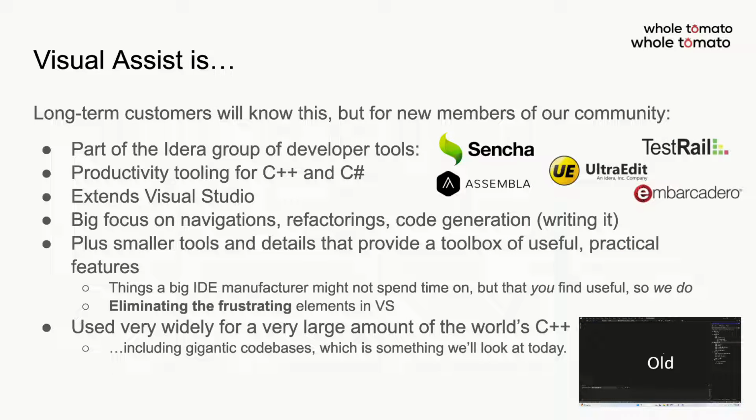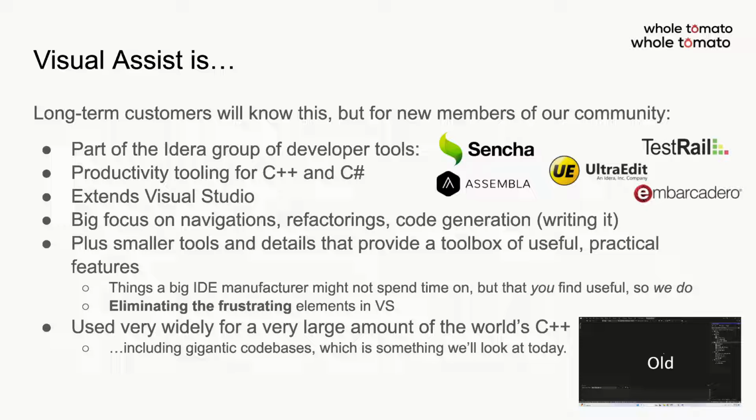So just as a quick intro to Visual Assist, we're part of the Idera group of developer tools. I put some of the others on screen: UltraEdit, a powerful programmer's text editor, TestRail, which is amazing for managing your automated tests, Assembla for source code hosting, Sencha for JavaScript and web dev, Embarcadero for native app development IDEs, and there are more. Now, Visual Assist has a long history and is productivity tooling for C++ and C#. Currently lives inside Visual Studio.